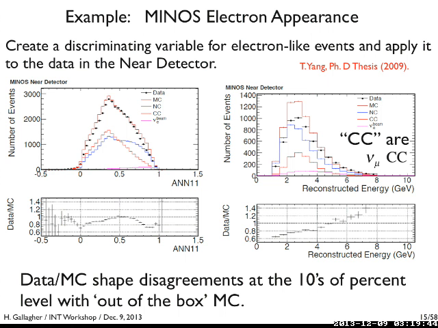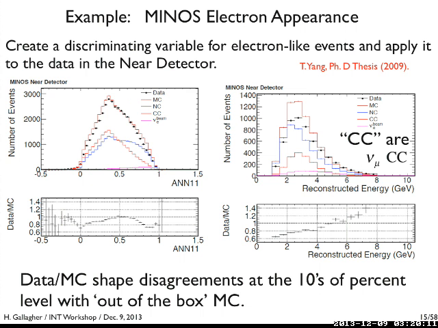Or if you looked at a cut that you would want to make over here, selecting just the events that look the most electron-like, and then you took those events and looked at their energy, similarly there are rather sizable discrepancies, again at the order of tens of percent, if we're just comparing our out-of-the-box Monte Carlo to our data. And this doesn't surprise us, and this is why we build these near detectors: this part of the event is rather hard to simulate.